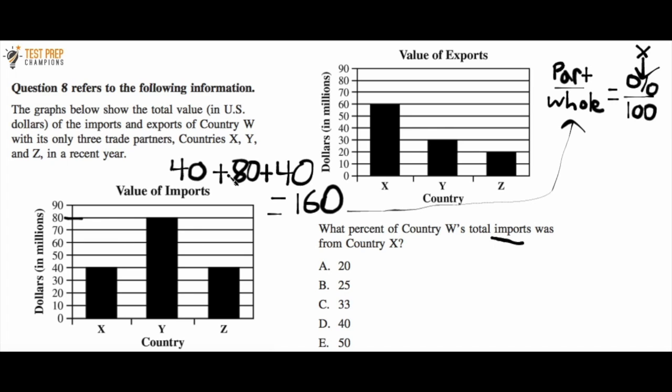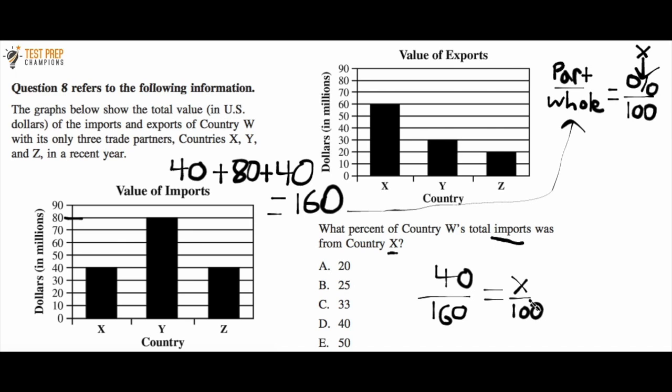Now, what do I put in the formula for the part? Well, it says we want to figure out the percent of country W's total imports from country X. So I come back to country X, and we see that we've got 40 right here. I'm going to take that 40 and plug it in for the part. So if I rewrite the formula, I've got 40 over 160 equals X over 100. All right, and so I need to figure out what this X equals.